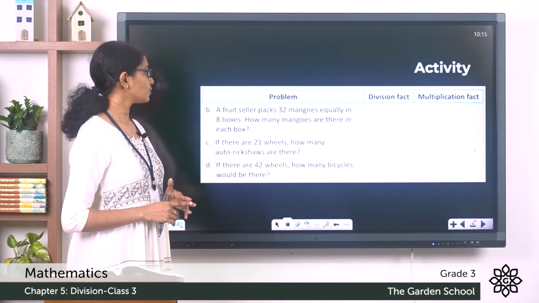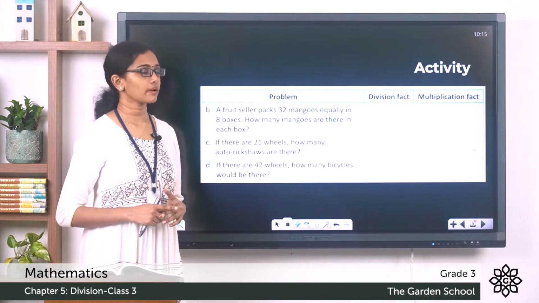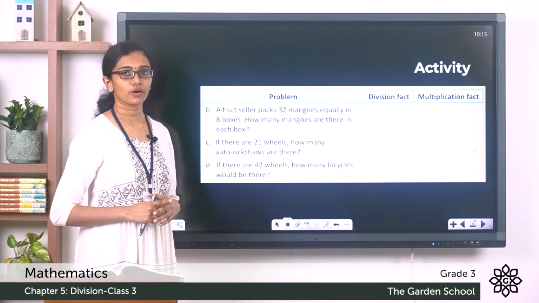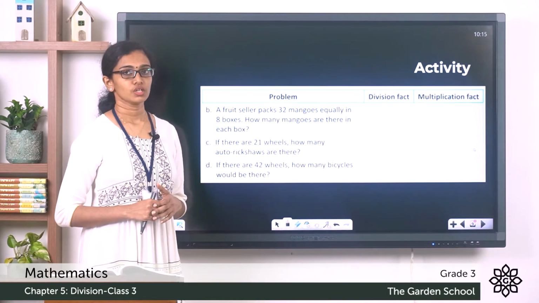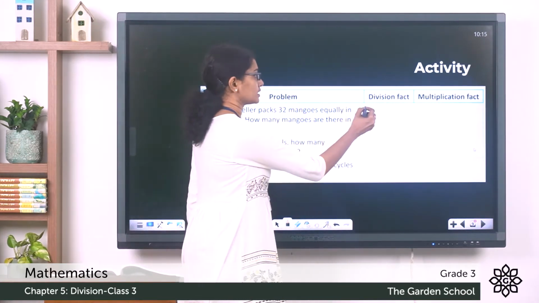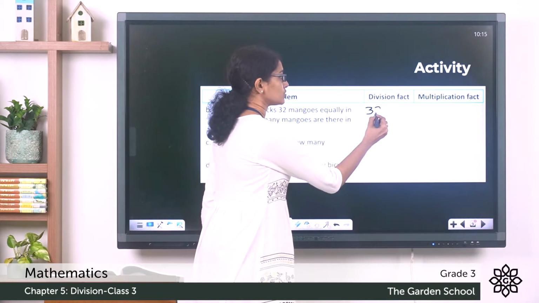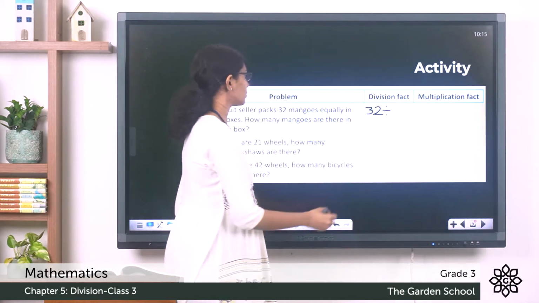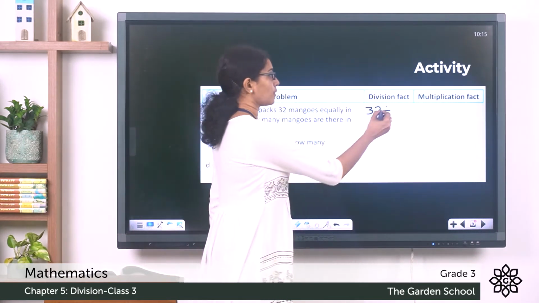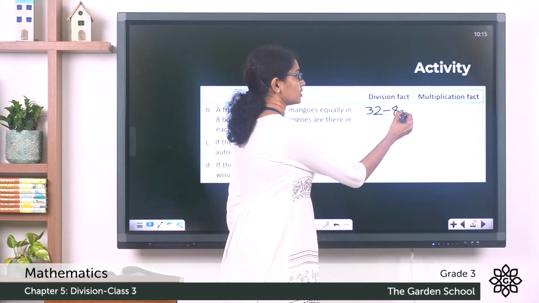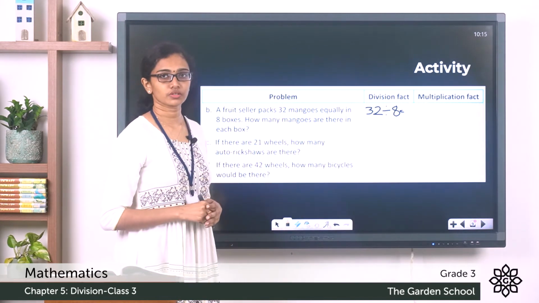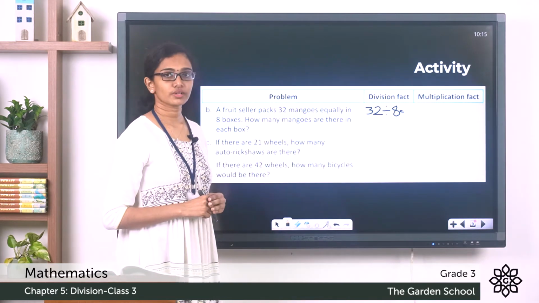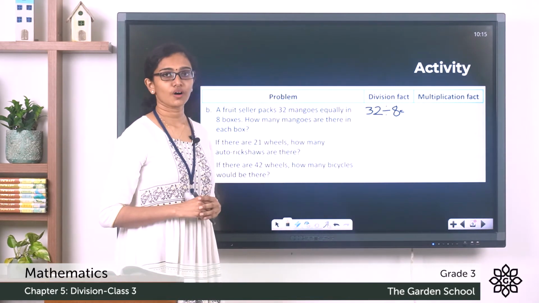Question B. A fruit seller packs 32 mangoes equally in 8 boxes. How many mangoes are there in each box? So you have a total of 32 mangoes which are divided into how many boxes? 8 boxes. And you have to find out how many mangoes are there in each box. So the answer to the question will be the quotient of this division.